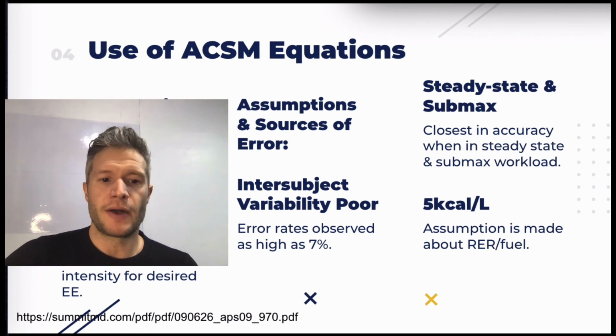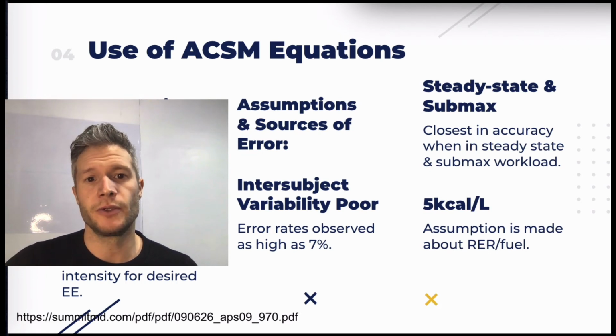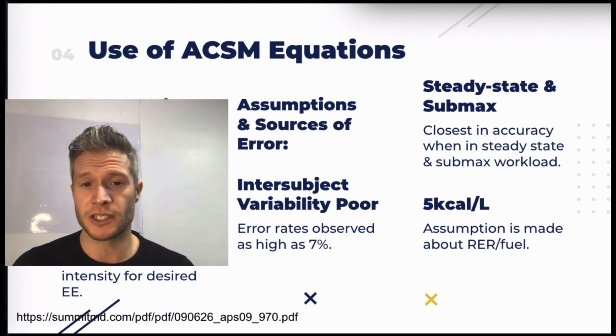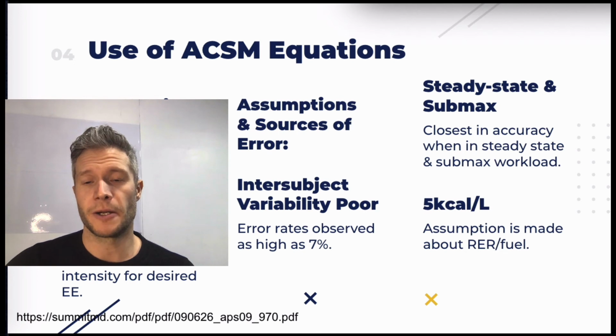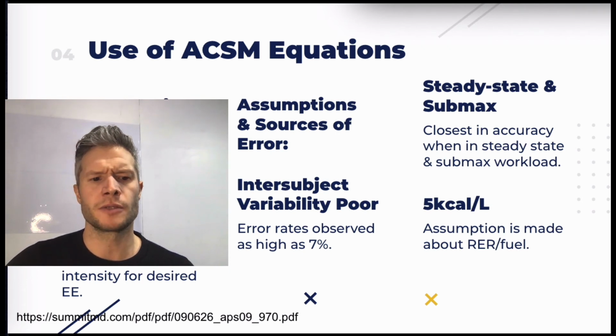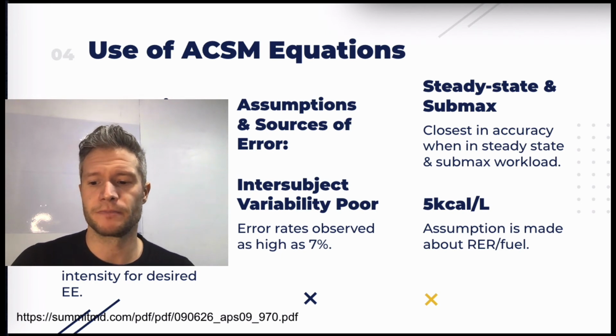And the final assumption, or one of the larger contributors to these equations, as far as their setup and structure and the assumptions they make, is your RER, which you learned about at last lab, or your fuel consumption, is essentially assumed to be 5 kilocalories per liter. There's a point on this in your lab manual, so I won't elaborate too much. So it's assumed to be 5 kcals.